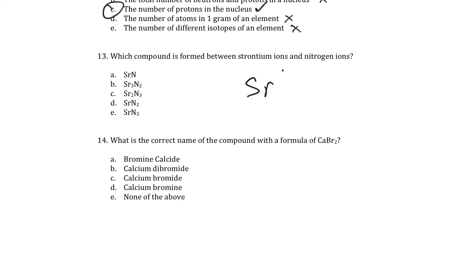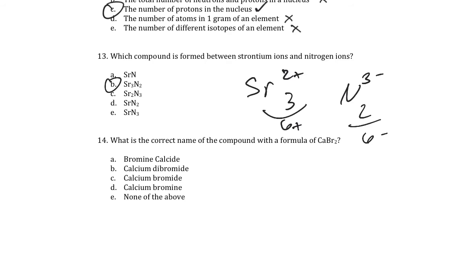Which compound is formed between strontium and nitrogen ions? So strontium only forms a 2 plus. It's in the magnesium group. It's an alkaline earth metal. Nitrogen's common ion is a 3 minus, so we're going to go strontium 3 and nitrogen 2, balancing out a 6 plus and a 6 minus.